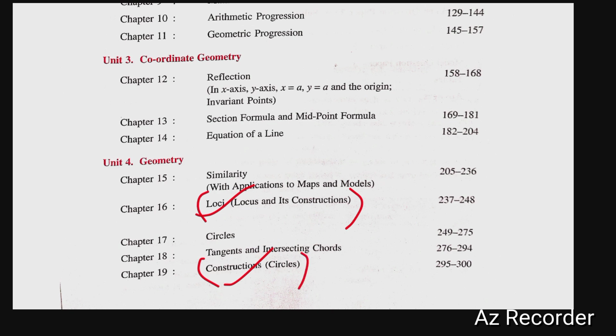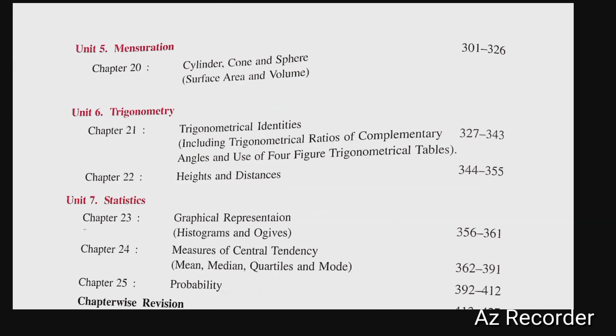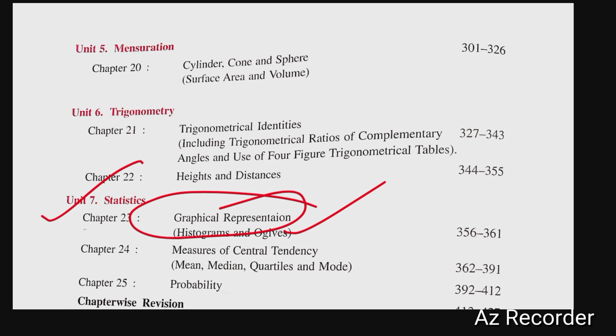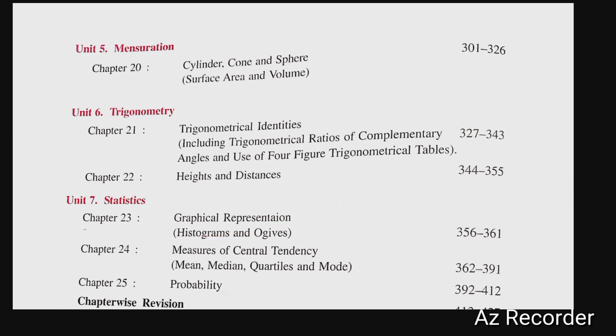The next chapter is statistics, which involves, first of all, graphical representation, the histograms and the ogives. These questions are repeatedly asked. You will be asked to draw ogives. It would probably be a 6-mark question. Sometimes the ogive diagram, the graph, will already be given in the question, and you will be asked to find out the median class or anything related to that particular question. So this chapter, the histogram and ogive, the graphical representations, is a best and a scoring chapter.